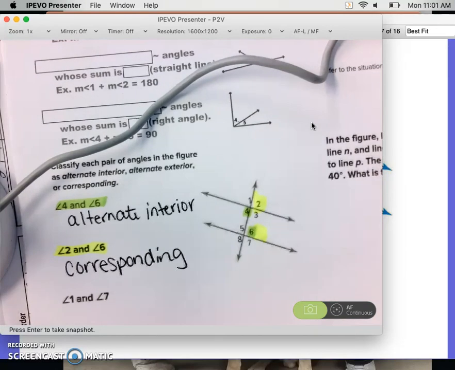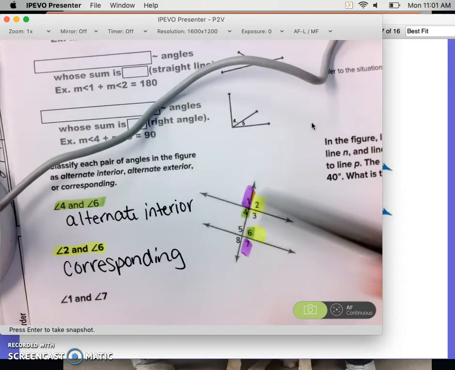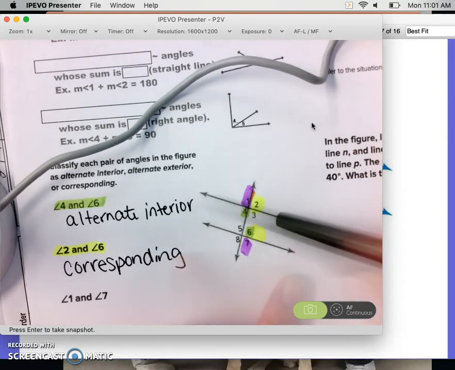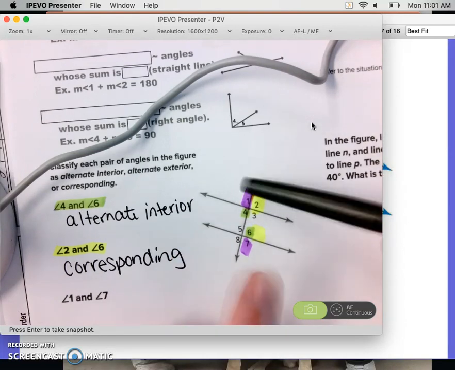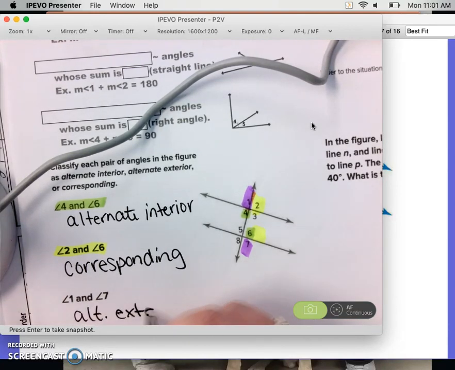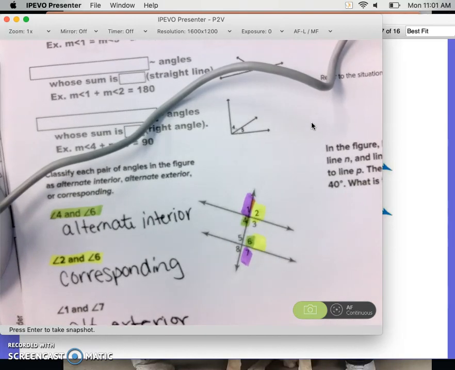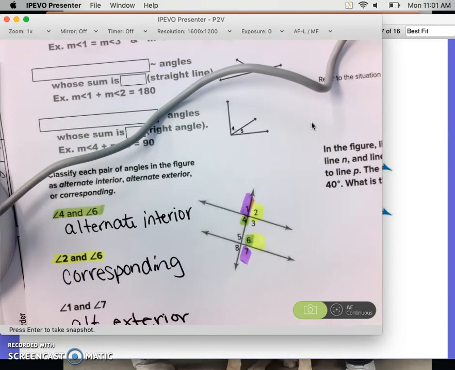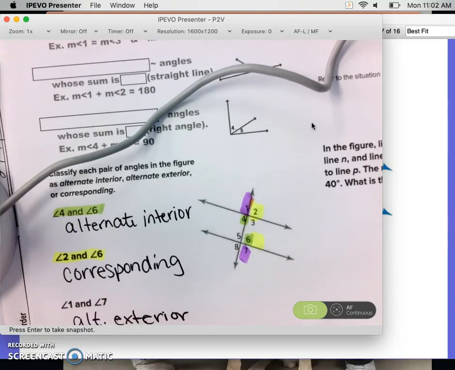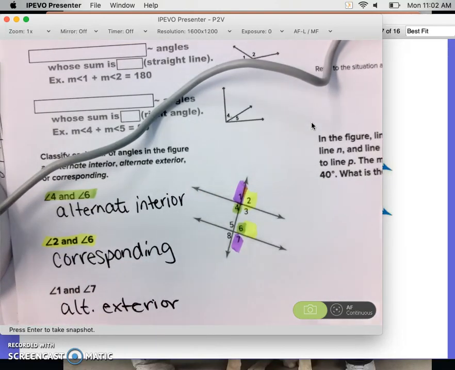And then my last one, 1 and 7. They are both on the outside of my parallel lines. They're on opposite sides of my transversal, so they're going to be alternate exterior angles. This is where in this chapter, those vocabulary, you just have to kind of get used to figuring out or remembering what those words are. And a lot of those words have alternate. Alternate means opposite, so opposite sides. You kind of figure it out from there.